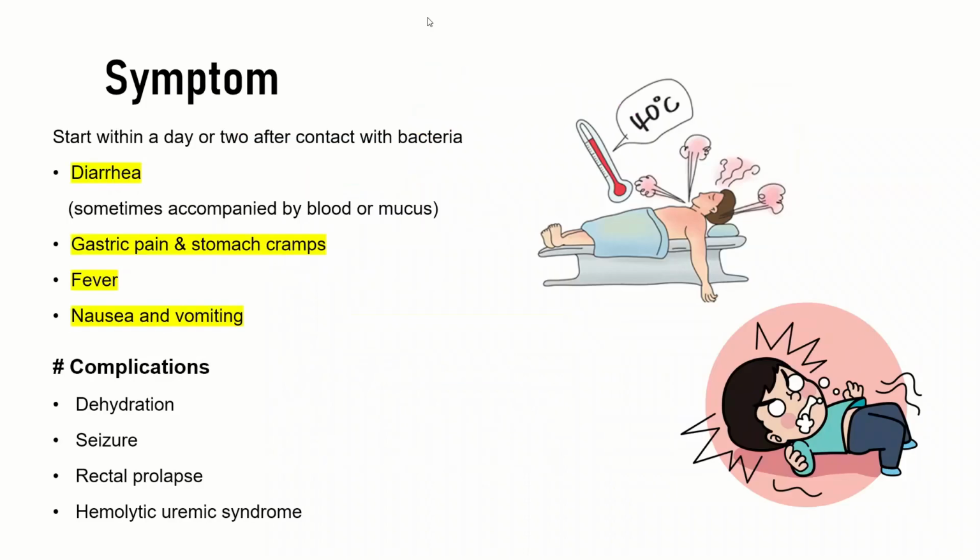Symptoms start within a day or two after contact with the bacteria, and symptoms of diarrhea, gastric pain, stomach cramps, fever, nausea, and vomiting may appear. Complications may include dehydration, seizure, rectal prolapse, and hemolytic uremic syndrome.